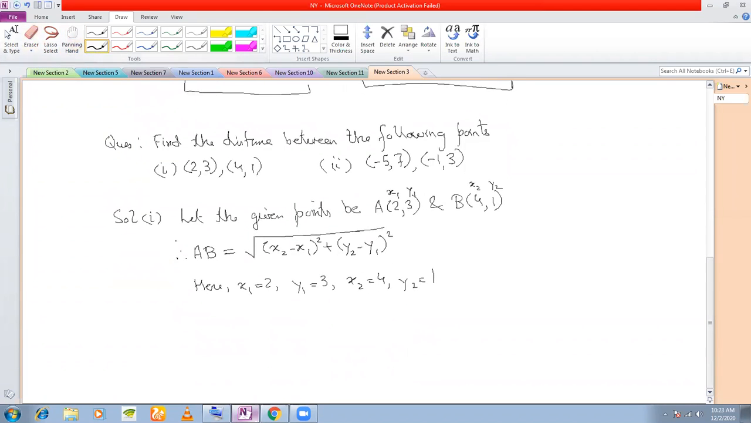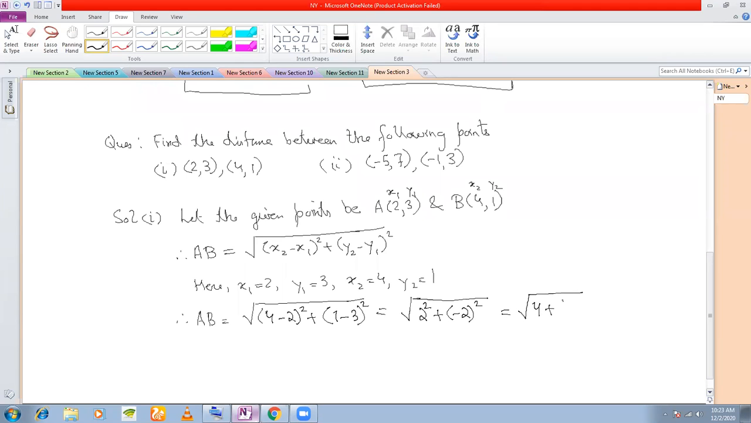So here, therefore, AB will be root over of x2 minus x1, x2 is 4, so 4 minus 2 whole square plus 1 minus 3 whole square. So this is root over of 2 square, 4 minus 2 is 2, plus 1 minus 3 is minus 2. So this is root over of 4 plus minus 2 square, which is also plus 4. So 4 plus 4, which is square root of 8.